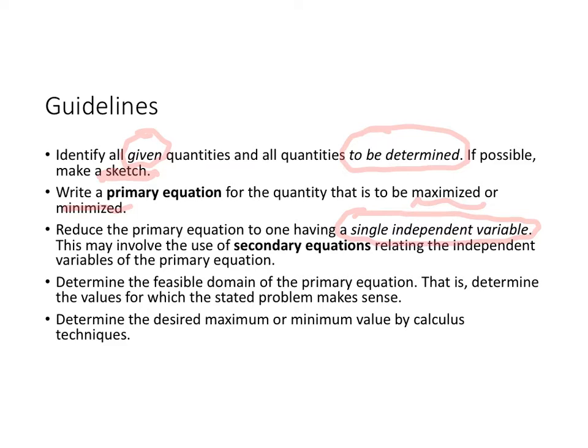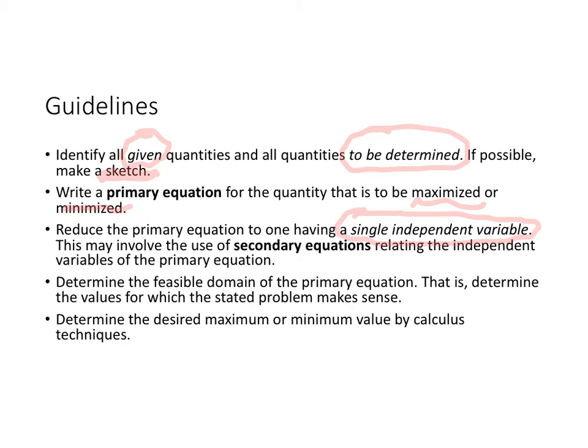This may involve the use of secondary equations relating the independent variables of the primary equation. So in other words, if we have something like the area is equal to the length times the width, somehow you have to equate length and width so that there's only one variable there, that you don't have two variables.